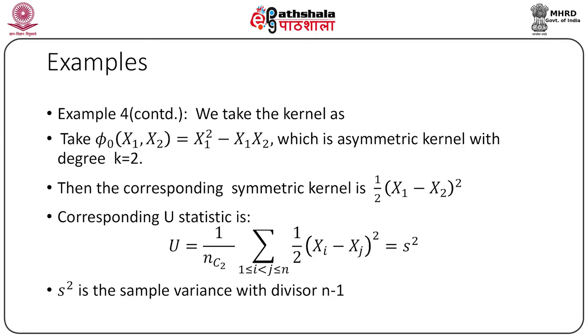But such a kernel is not symmetric, as we have seen in our earlier examples. Therefore, we symmetrize it by taking the average. Now, x1, x2 has two possible orderings, that is x1, x2 and x2, x1. For each ordering, we calculate phi, and their average will be a symmetric kernel. The average comes out as half times x1 minus x2 whole square, and after a tremendous simplification, the U statistic reduces to s square, the usual unbiased estimator of variance.